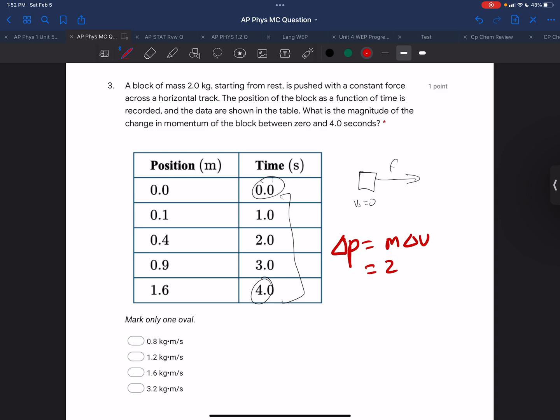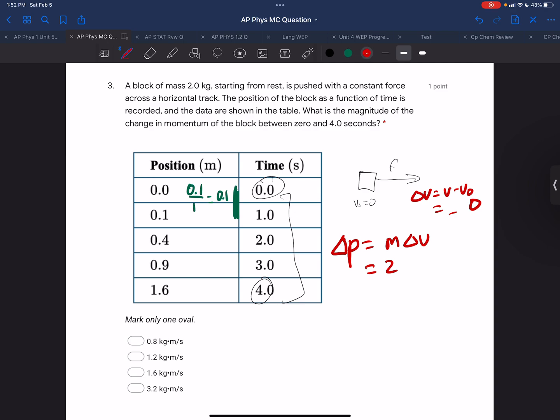Well, what is the change in velocity? We know the change in velocity is v minus v0, and v0 is 0. So what is that instantaneous velocity? Well, we could do some fairly quick calculations to find out the average velocity during the interval. And so this is a change in position of 0.1 over 1. So that is 0.1 meters per second.